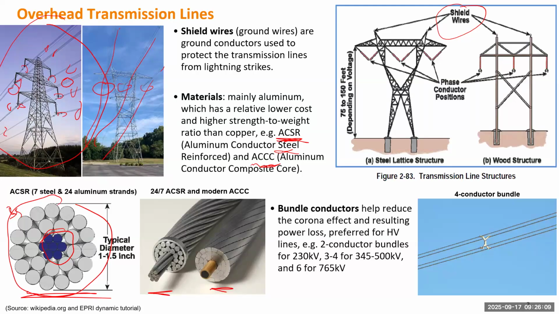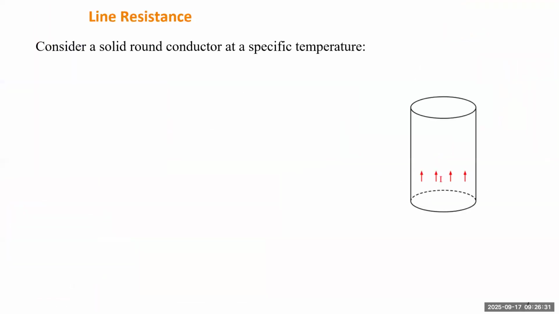If you see such a 4 conductor bundle, that is usually for 345 to 500 kV. For 230 kV, you may only see 2 conductors forming a bundle. So those are what we can see about overhead transmission lines.